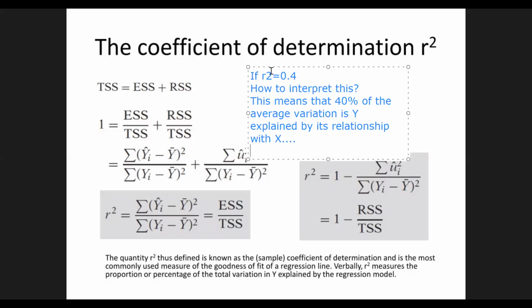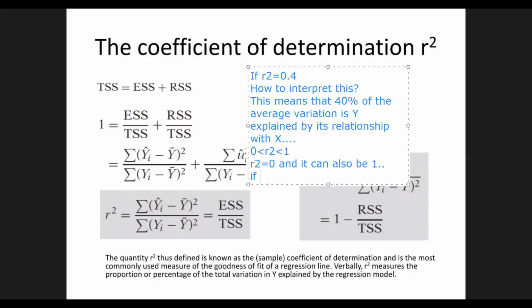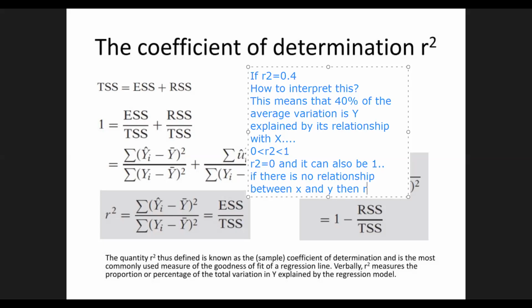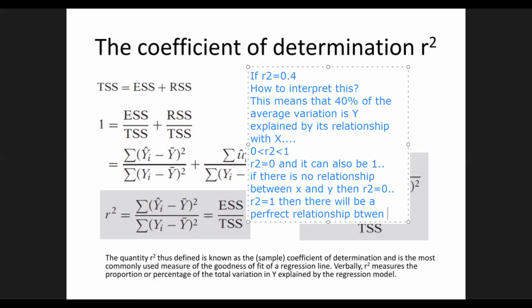The value of R square will always be between 0 and 1. It can be 0, and it can also be 1. If there is no relationship between X and Y, then R square will be 0, or maybe approximately 0. Similarly, if R square is equal to 1, then there will be a perfect relationship between X and Y.